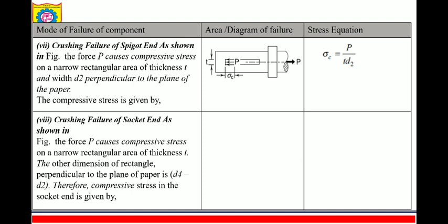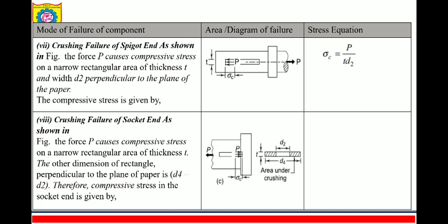Crushing failure of the socket end as shown in the figure. If we see the socket also, that will also undergo crushing failure. The area will be the cross section area, (d4 minus d2) into t. So sigma c is equal to P upon (d4 minus d2) into t, that will be the crushing area.